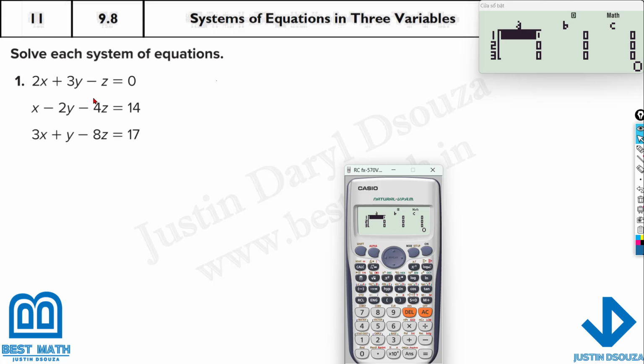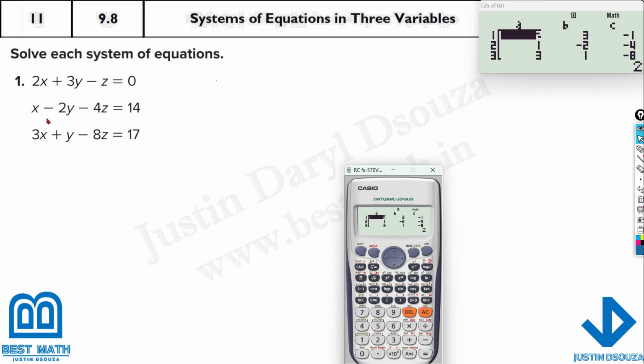Now here, be careful. There are three columns, that's A, B, C, the coefficients of x, y, z. But if you go next, there is one more column for the constants. So we need to type them all. That is 2, 3, minus 1, and then 0. Here we have 1, minus 2, minus 4, 14. And lastly, we have 3, 1, minus 8, 17. So these are the coefficients, and then the constants here. Just press equals, and you get 4, minus 3, and minus 1.